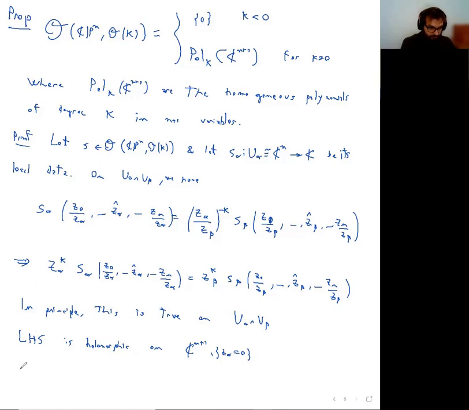Well, this side is holomorphic on C^(n+1) minus {Z beta equals zero}. In particular, we have two holomorphic functions defined on open subsets of C^(n+1), which are equal on the intersection. So they're equal on an open set. This means that they extend each other.